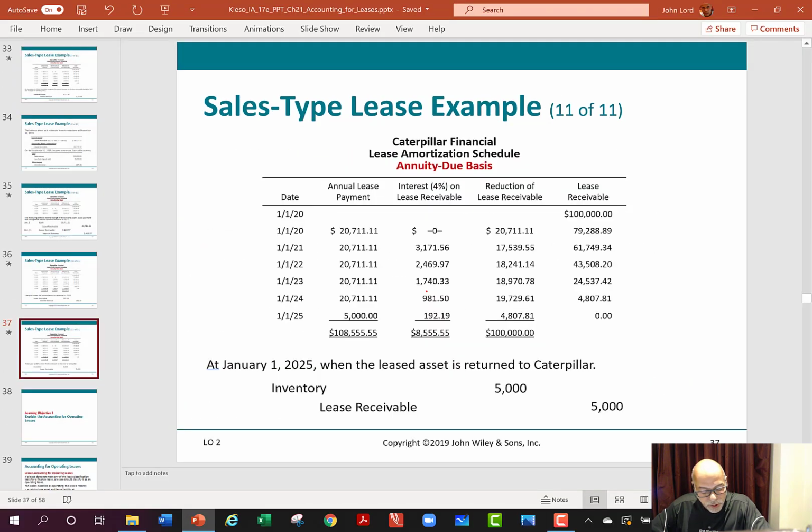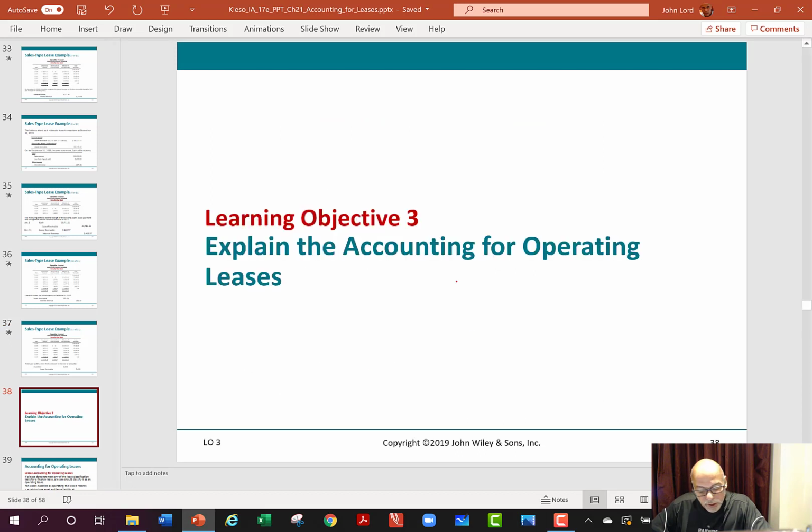So now we can start to turn our attention towards operating leases. Let's see how those are going to work. Those are fairly straightforward. It's just going to be like a rental agreement. So let's take a look.